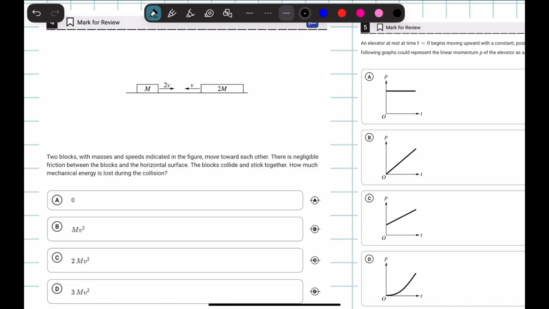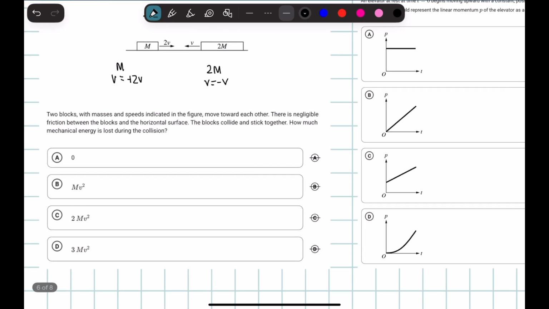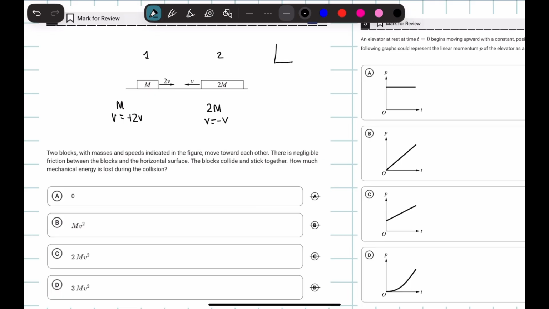So block 1, we can see the mass is m and the velocity is 2v. And block 2, the mass is 2m and the velocity is just negative v, because this is positive x. Now they move forward together. Again, it is frictionless, and they collide and stick.